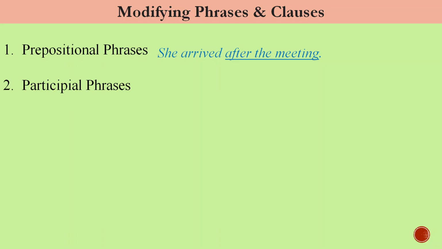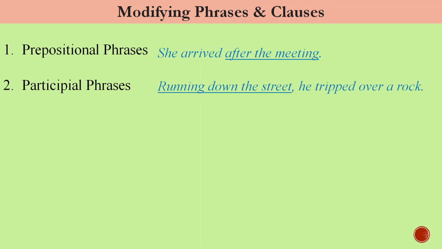Second one is participial phrases. Here you have this example: running down the street, she tripped over a rock. So she tripped over the rock. This whole sentence has been modified by this participial phrase, running down the street. So this is a modifier.